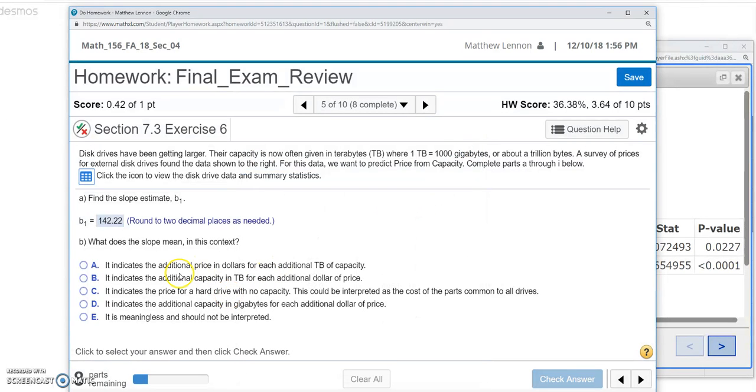And then what does the slope indicate? Well, it's indicating the change in Y over the change in X. So our Y is our dollars and our X is our input. So it's basically saying for each additional terabyte, it's going to cost you 142 extra dollars. So it indicates the additional price for each additional terabyte. So units of Y over units of X.